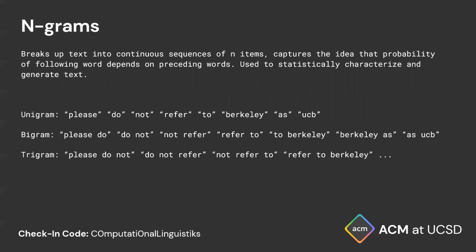So for example, the trigram we have here, please do not, that's a really common phrase that we'll see in a lot of text in English. And so that's something that carries semantic weight together as opposed to in pieces. And n-grams become directly relevant in one of the most well-known language models. Next slide.